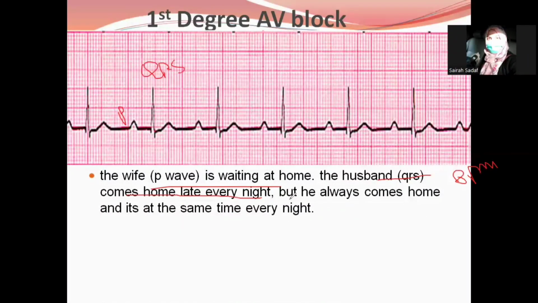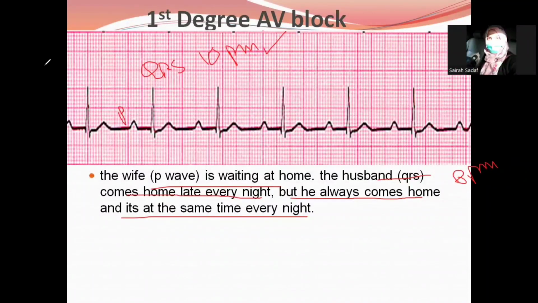But now the husband is coming late every night, but he always comes home, and it is at the same time every night. Before that, he was coming at 8 p.m., but now he has started coming late. Now he's coming at, for example, let's say 10 p.m., but it's fixed. He's coming late, but at least he's coming home and he's coming at a fixed time. Now he's not coming at 8 p.m., he's coming at 10 p.m.